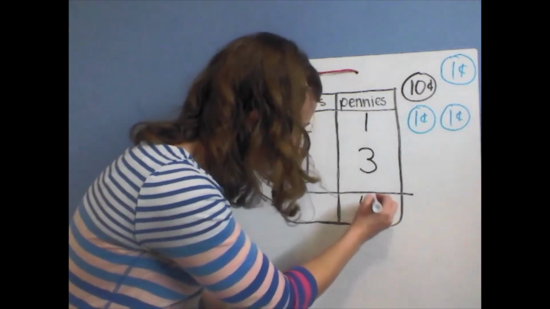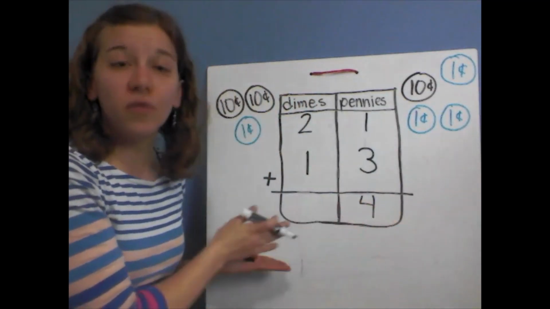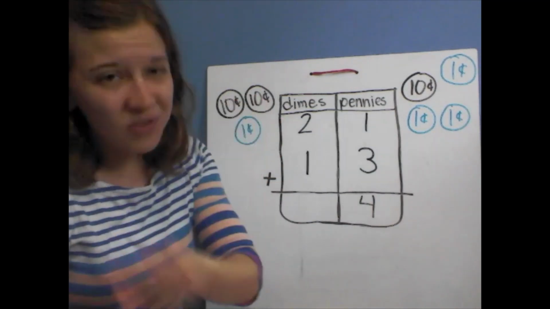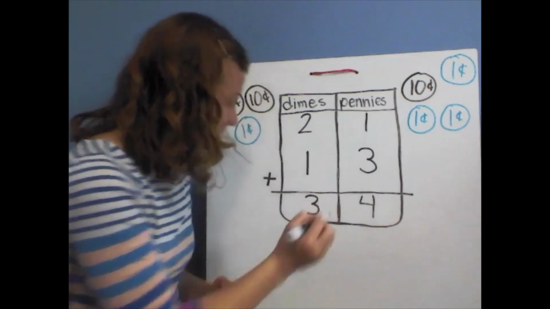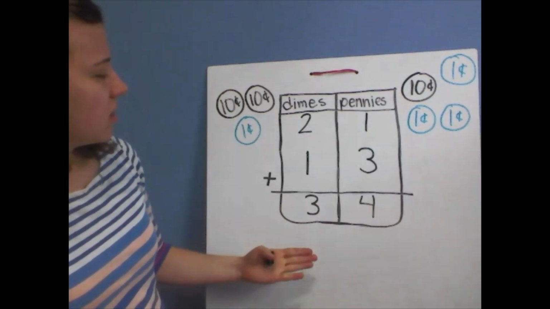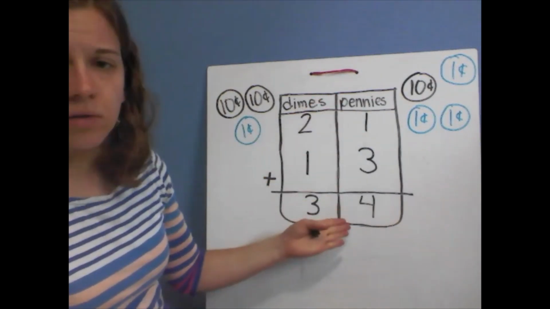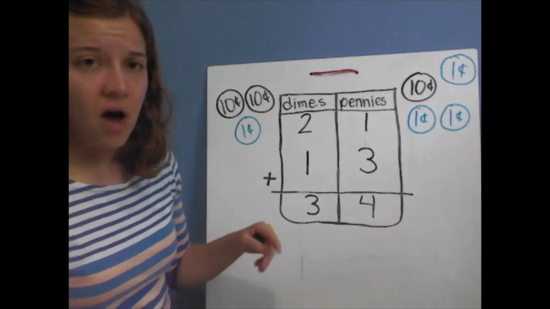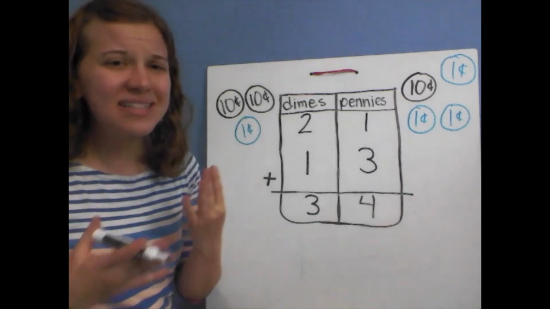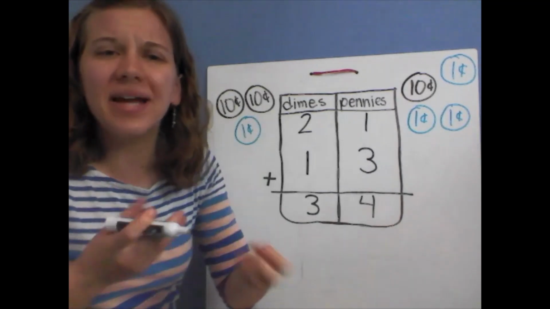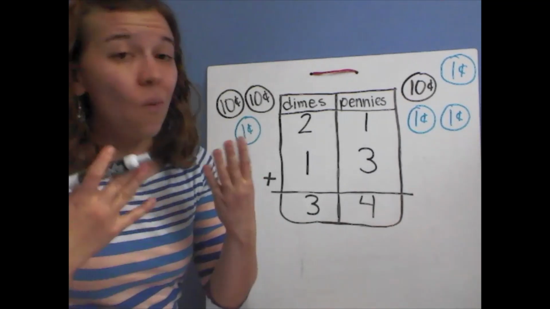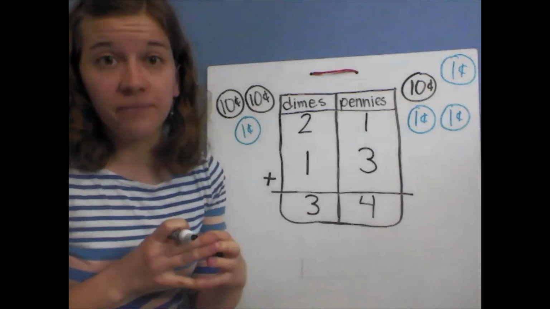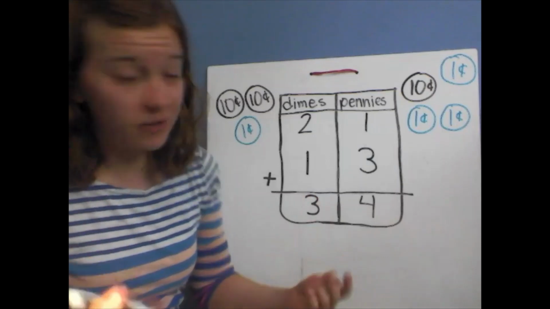Great job. Now we can move over to the dimes and see 2 plus 1 equals 3. Very good. All right, so it looks like in all we have 4 pennies and 3 dimes. Okay, but how much sense does that make? How much money does that make and show us? Well, there's another way that you can actually add money together that will help you see that even more clearly.